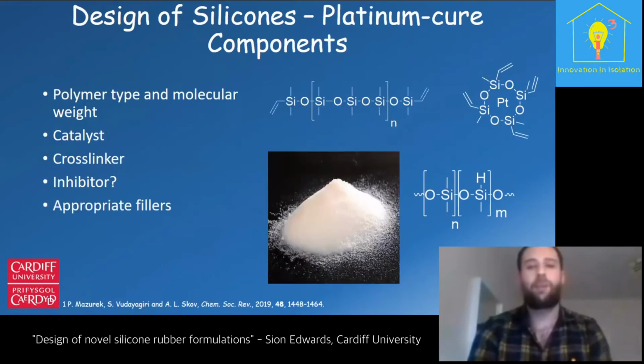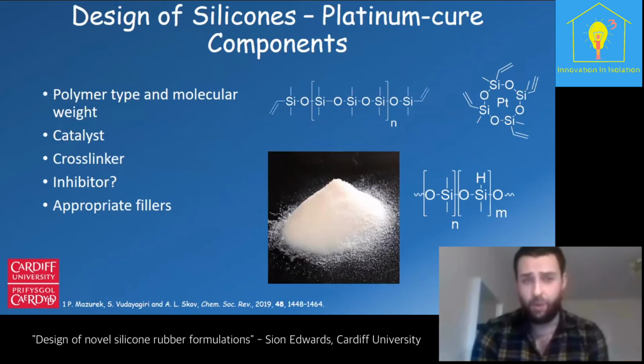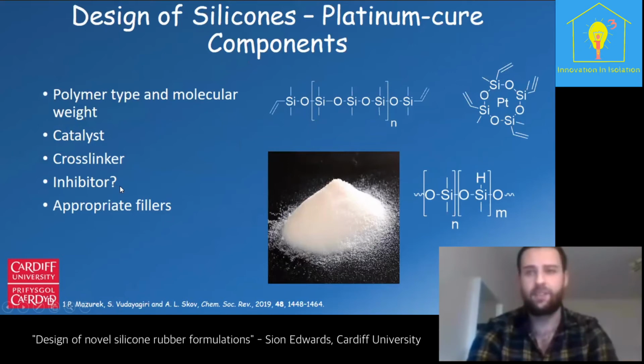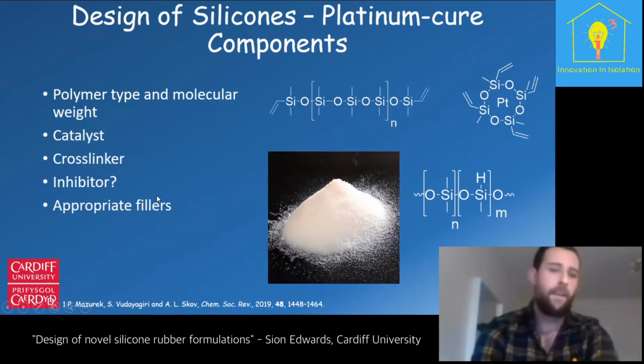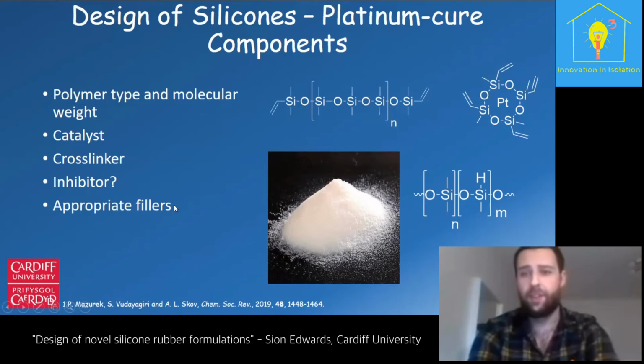So when you're making a platinum cure system, you probably want to consider 5 factors: polymer type and molecular weight. You want to look at your catalyst, your cross-linker. You want to look at maybe having an inhibitor, but that's, again, beyond the scope of this talk, and an appropriate filler for your material.